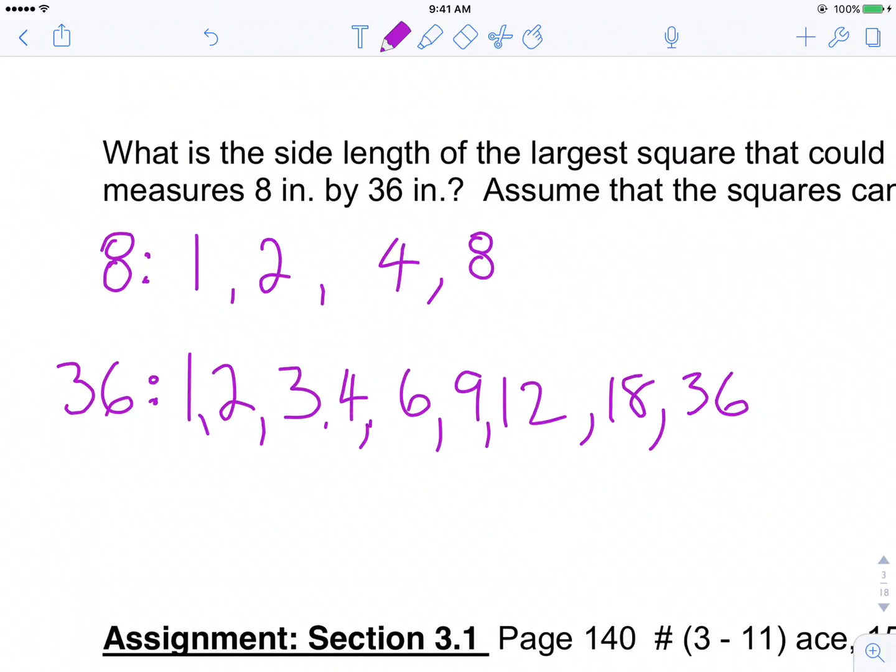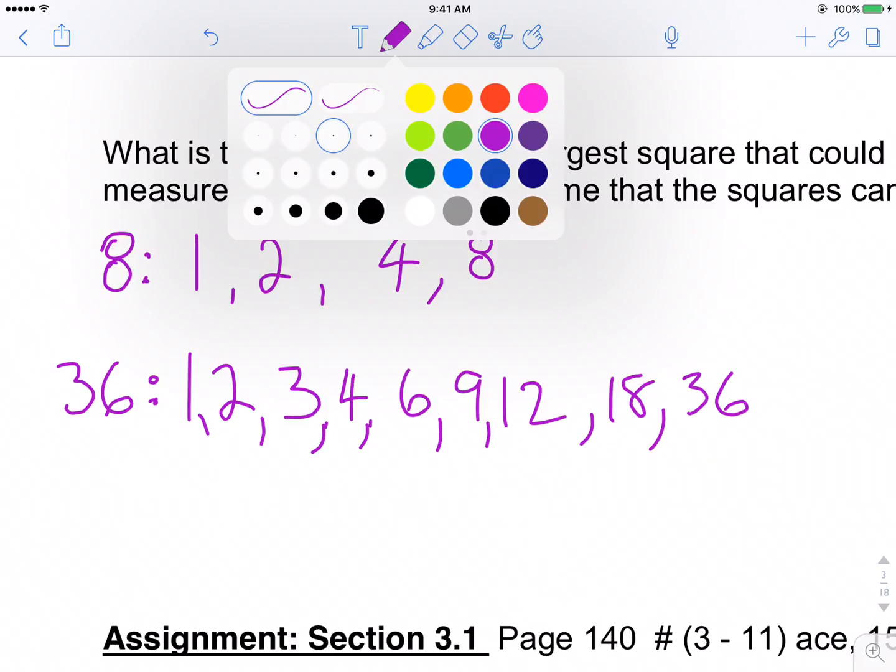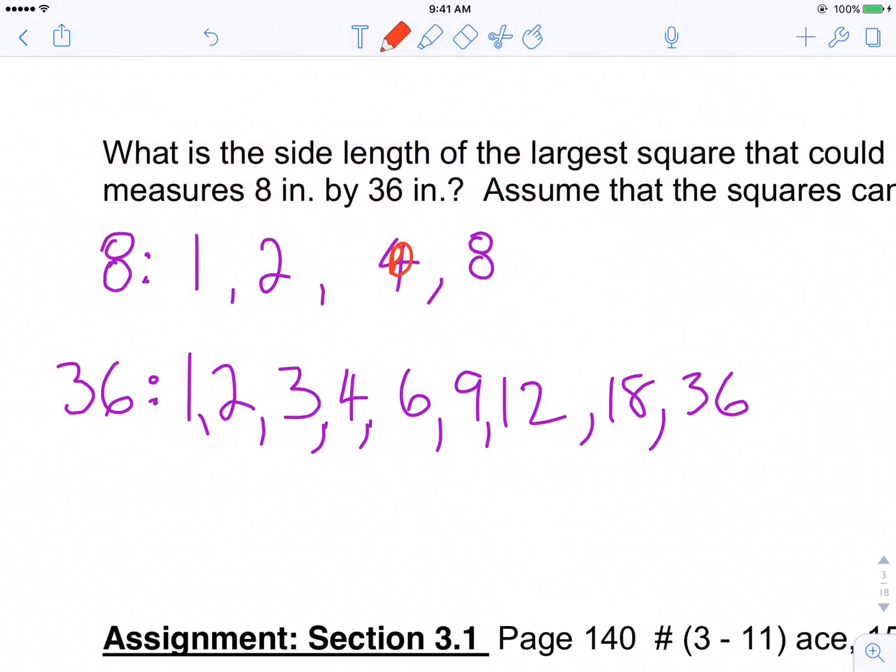Notice that, though, because it's 6 times 6, I still only write in just one 6. Just a little rule that you have to remember. You don't write both factors because it doesn't have two factors of 6; you only have one factor of 6. But anyways, that's an aside. What I'm looking for is the greatest number that's common between the two. And that number happens to be 4.